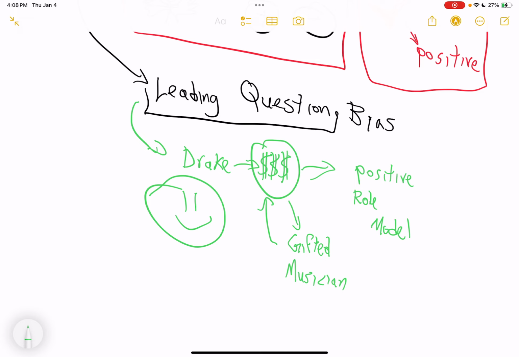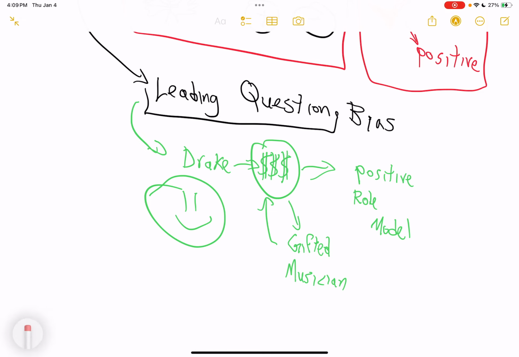Now, if this were not a biased question, you might just say, do you think Drake is a good musician? Or do you think Drake is a talented artist? Yes or no, why or why not? But in this question, I deliberately put information about how successful he is in there, and that leads people to want to respond one way or another.